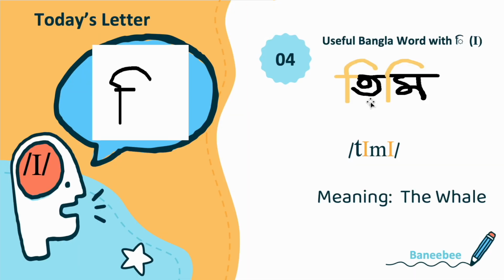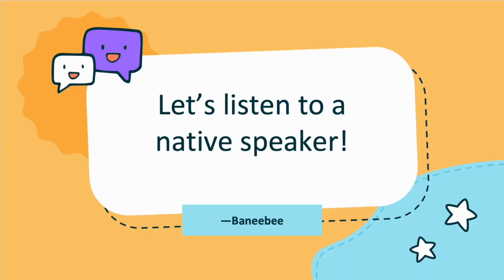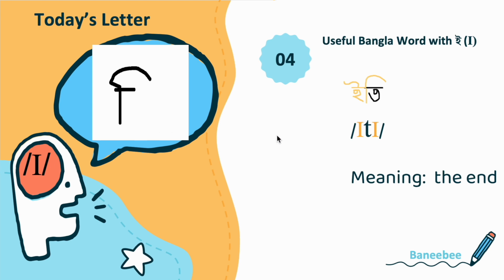Timi. This diacritic always appears on the left of the letter which it is connected to. For example, here the E diacritic appears on the left and the consonant tha is followed by the diacritic. The meaning of the word timi is well. Let's listen to a native speaker. Timi, timi, timi.